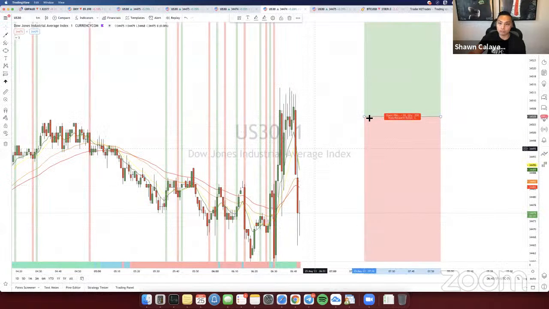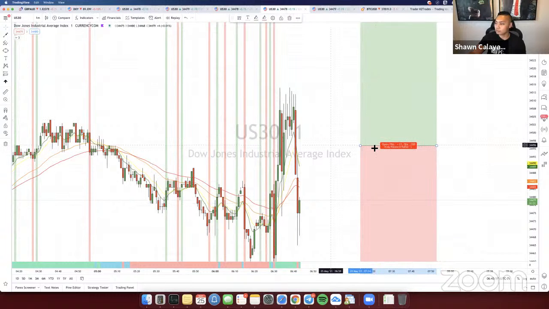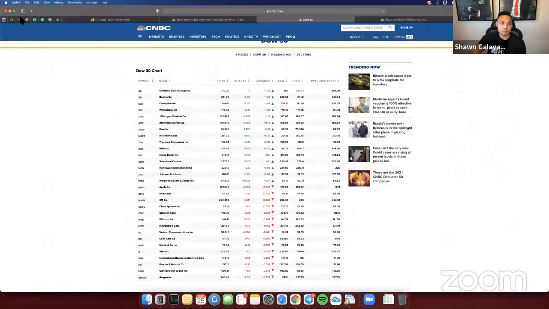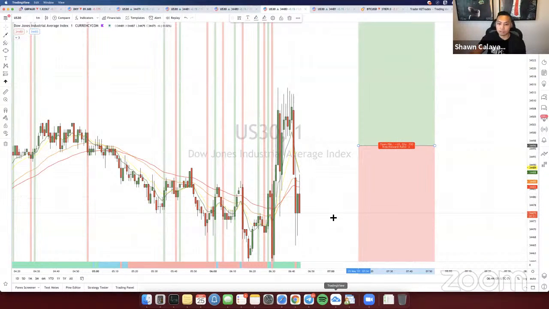If you're thinking about entering anything, just wait until the news passes and for the market to stabilize, because CB consumer confidence usually affects the market pretty heavily. It's right here, CB consumer confidence. It looks like they're forecasting it to be negative. So we'll see where it goes from there. But we really don't know until it happens. There's really no way to predict news and see how it moves from there.